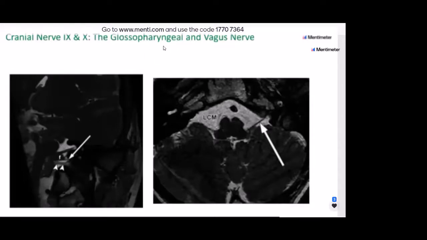The important thing about the glossopharyngeal nerve is the flocculus of the cerebellum. The flocculus of the cerebellum is a normal lobule of the cerebellum, and never ever misinterpret the flocculus of the cerebellum, which is abutting the glossopharyngeal nerve, as any abnormality. It's a normal cerebellar lobule which abuts the glossopharyngeal nerve.